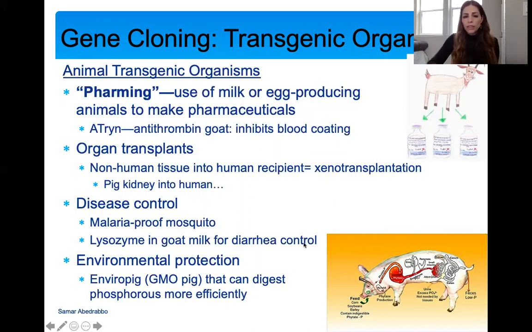Lysozyme in goat milk for diarrhea control. So there's this enzyme called lysozyme, and what it does is it helps with the different sugars and different components in goat milk so that some people do not get diarrhea. Environmental protection, we have the EnviroPig. It's a GMO pig, and it can digest phosphorus more efficiently, and that's good for the environment if animals are producing low phosphate feces.